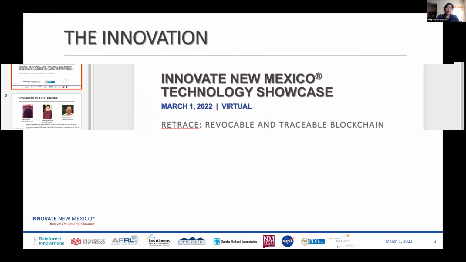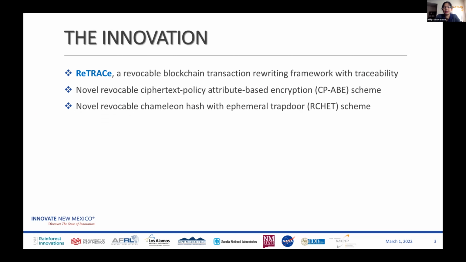So what we designed here is a system, or rather a framework called ReTRACe. The point of ReTRACe is it helps us to rewrite blockchain messages, but at a fine-grained level, specifically at the level of individual transactions. And it does so in a way such that we ensure access control. The people who are rewriting the transactions are indeed authorized to do so, and it's not just anyone rewriting anything. And we can also trace the identity of people who have rewritten a given transaction if the need arises, like if it has been maliciously rewritten or something like that.